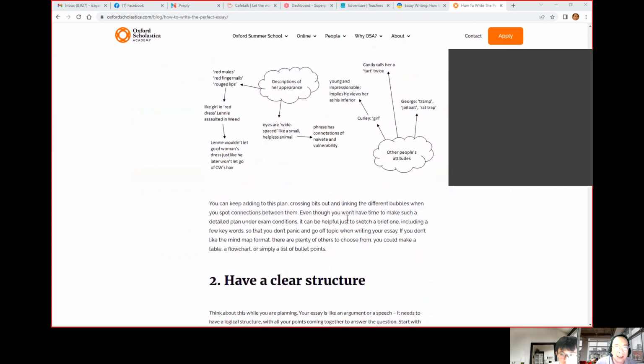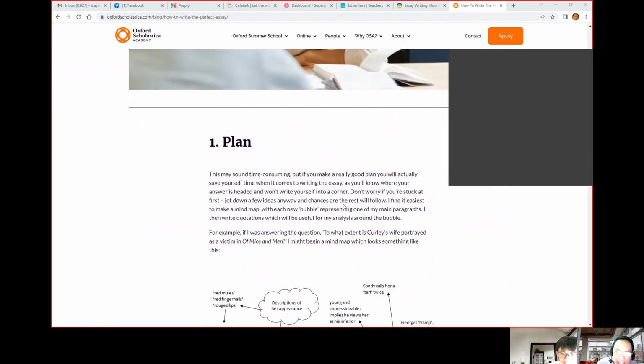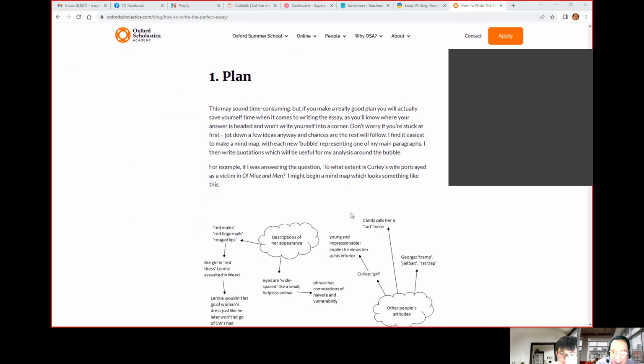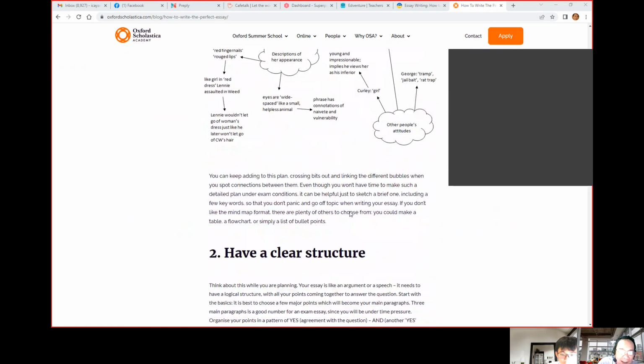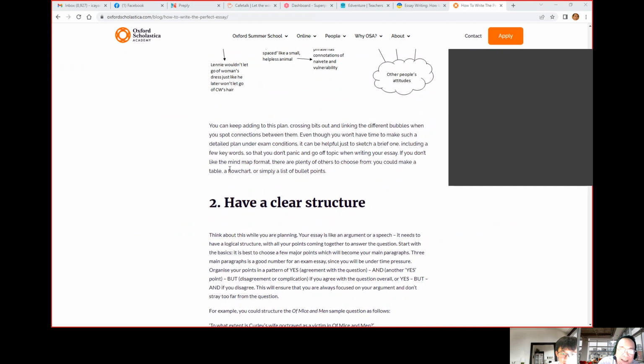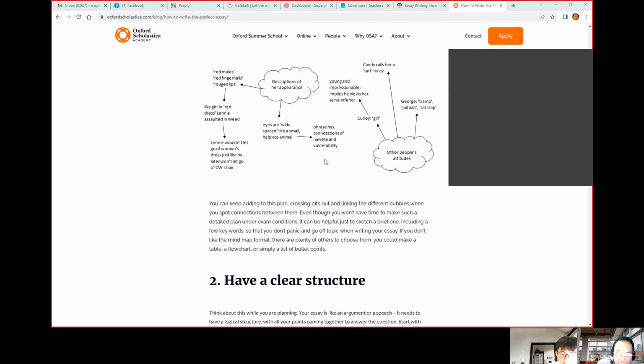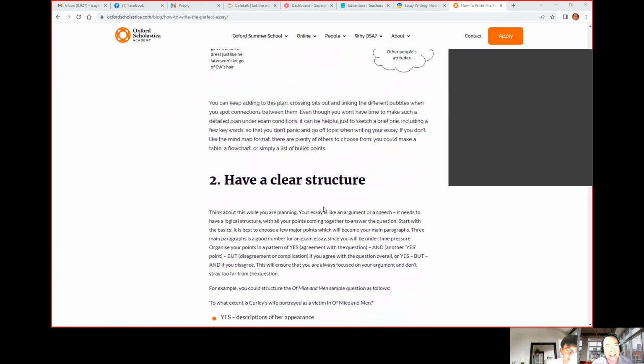When planning, you should consider a lot of things, like big ideas, or compare it to another person or other ideas, by using, for example, a mind map, just like this one, or if you don't like a mind map, you can use a table, flowchart, or a list of bullet points. So that is on planning. The second one.